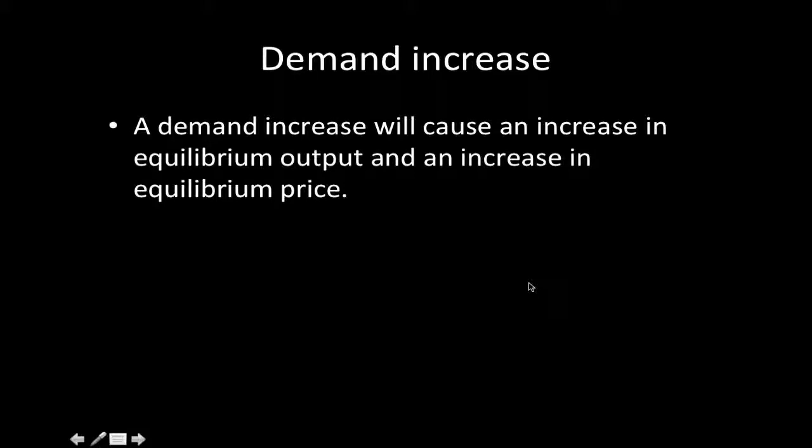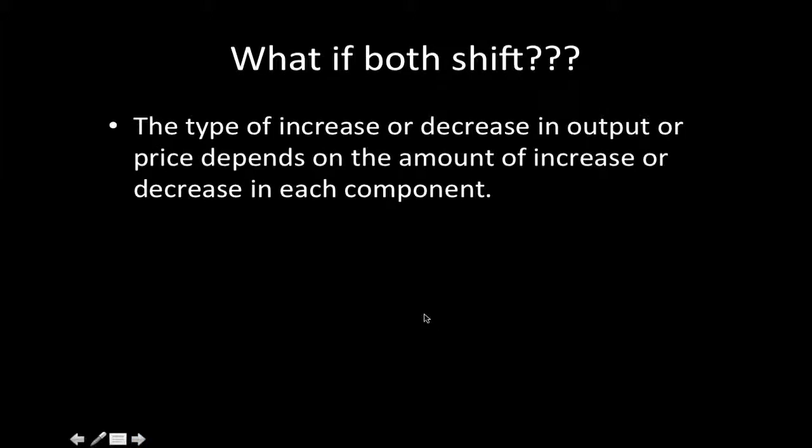As people want more of it, businesses are able to charge more for it, and the output increases because more people are buying more of it. Now, economics is a complex thing, so let's go over some complex issues. What if both shift? Because demand and supply do not work independently of each other. Sometimes there are going to be situations where both demand and supply shift.